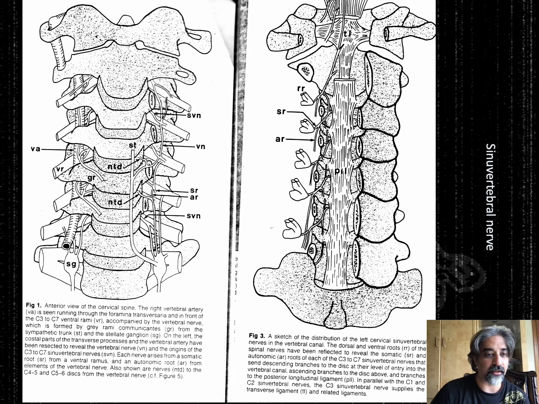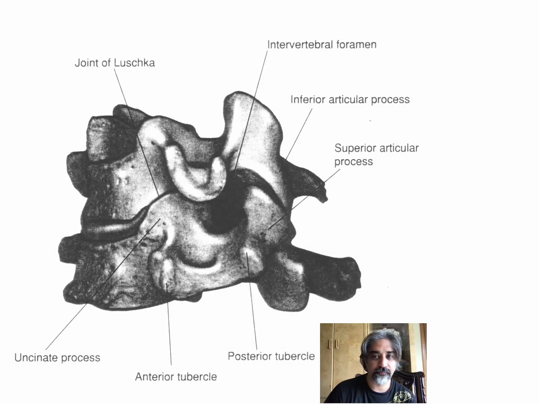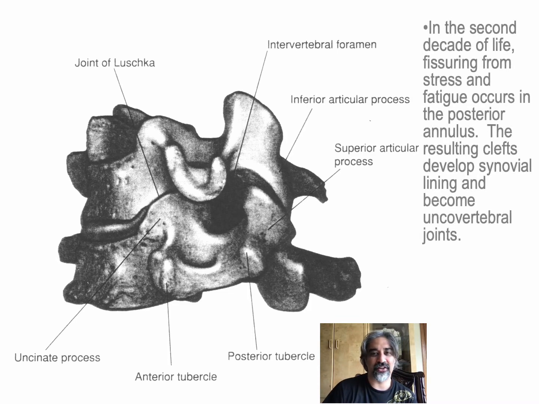Here we see images from the original paper discussing the sinuvertebral nerve. The sinuvertebral nerve is what innervates the disc, the periphery of the disc. Here, I guess we're repeating our discussion of the uncovertebral joint.